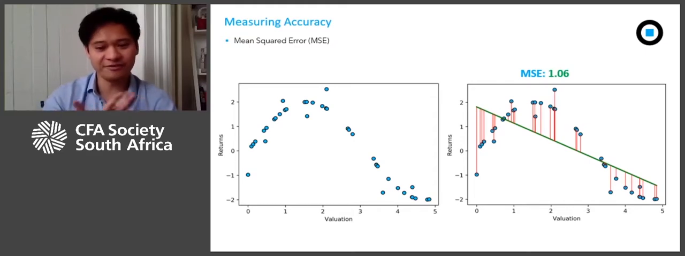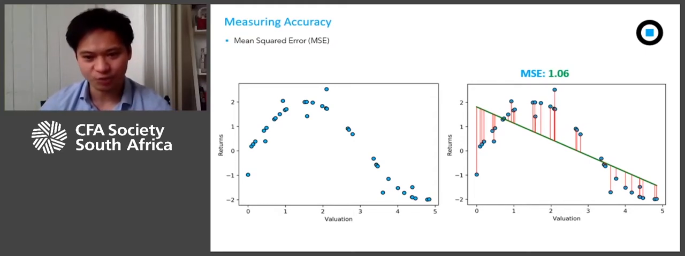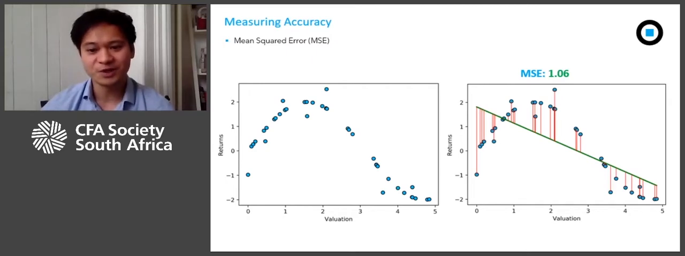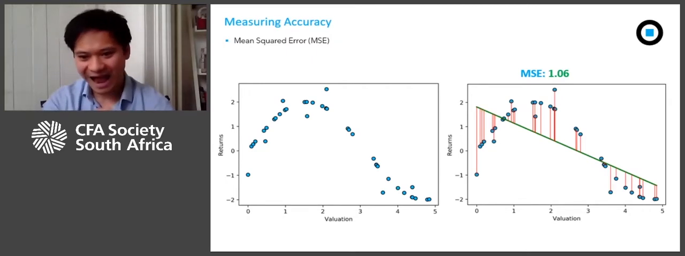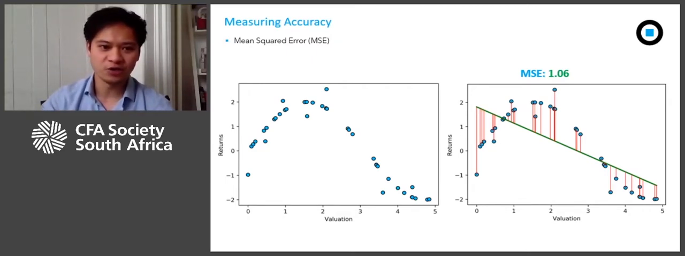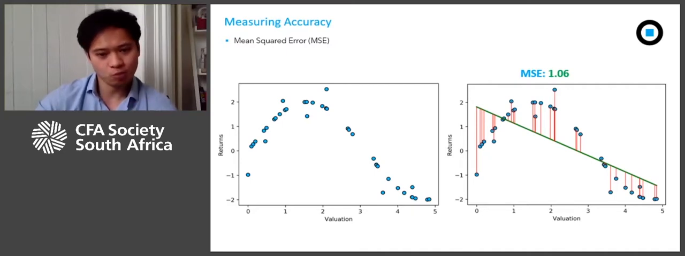But without any formal analysis, and just by looking at the raw data on the left chart, you can already tell that it doesn't matter how you draw a straight line. You can't properly capture and explain the relationship. There's going to be large errors. So what can we do about this?